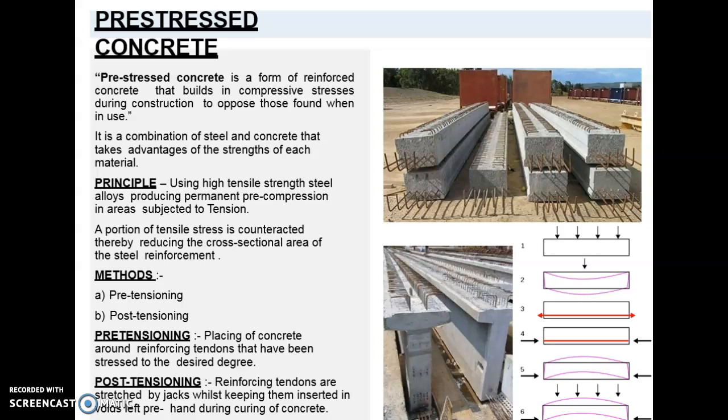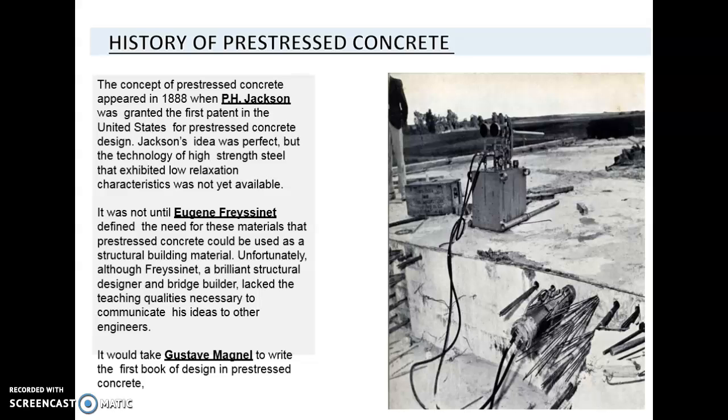Principle: using high tensile strength steel, producing permanent pre-compression in the area subjected to tension. Methods: there are two main methods, pre-tensioning and post-tensioning. Pre-tensioning is a method of placing concrete around the reinforcing tendons that have been stressed to the desired degree. Post-tensioning: reinforcing tendons are stretched by jacks, keeping them inserted in the voids left free during the curing of concrete.